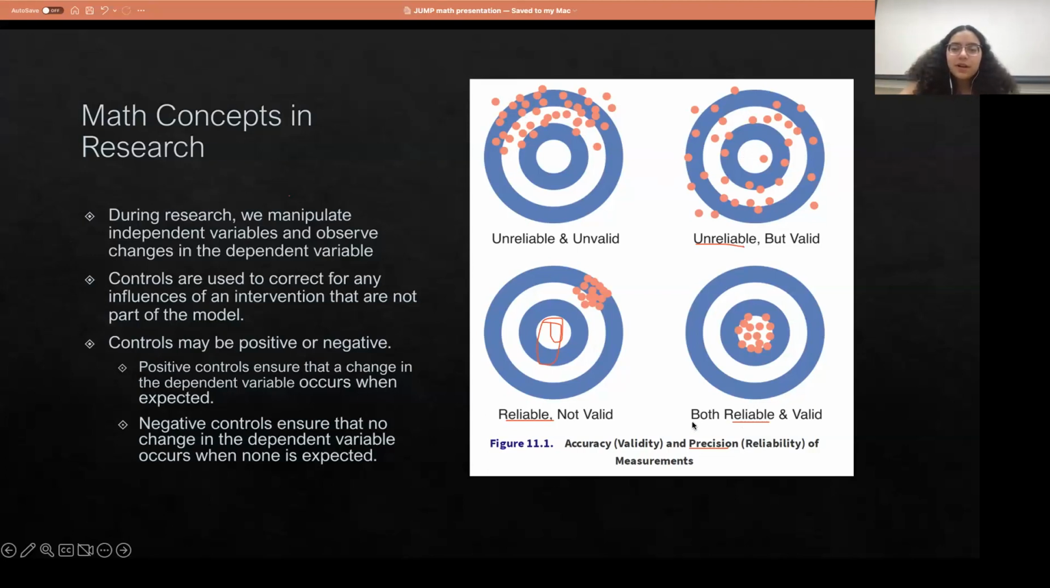And then this one is obviously the best case scenario. It's precise, they're all together, and it's valid because they're all in the center of the bullseye area. So that's the difference between accuracy and precision.